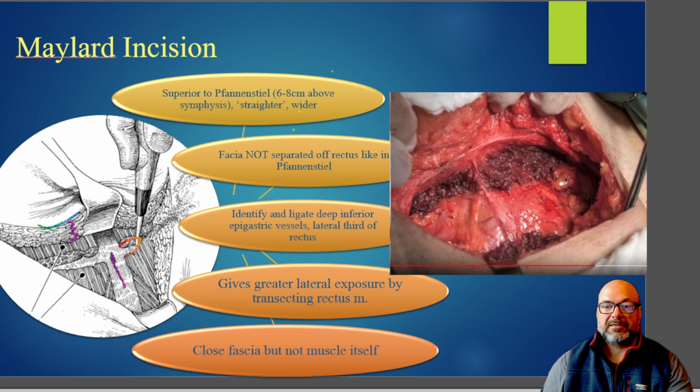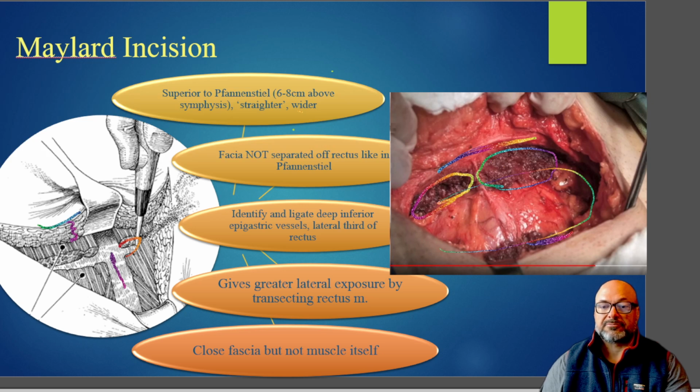So if we look over here at the actual dissection, you can see that the rectus muscle, and here's cut edge of fascia here, that it's not been separated off. The muscle is still attached to the fascia pretty much all the way down to where the fascia was divided. And then here is the cut belly of rectus that had been divided from here, and then here's the cut rectus on the other side. So you can see that already this gives quite a larger area of exposure, and specifically lateral exposure once the peritoneum here has been opened.